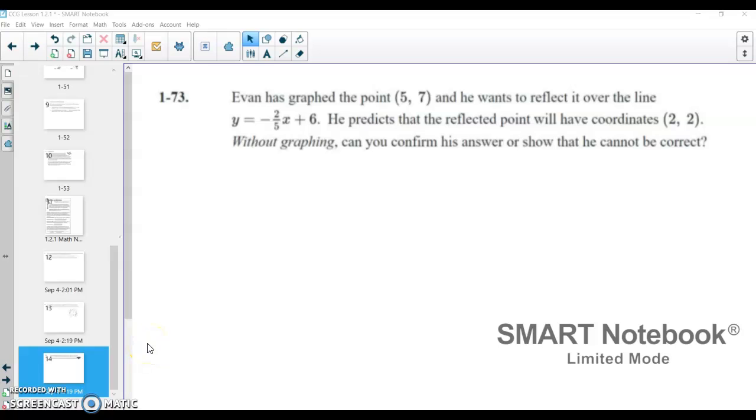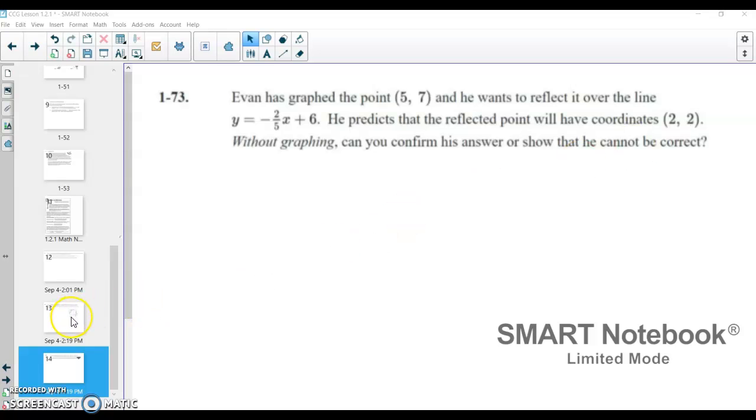Okay, here's further guidance on problem 1-73 from lesson 1.2.3. The question is saying that Evan has graphed this 0.57, wants to reflect it over this line, and predicts that it's going to land at 2,2. How can we know this without graphing?